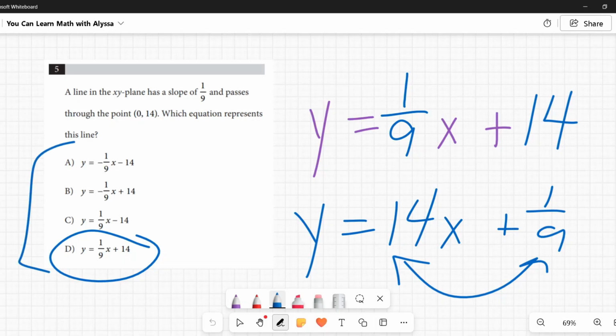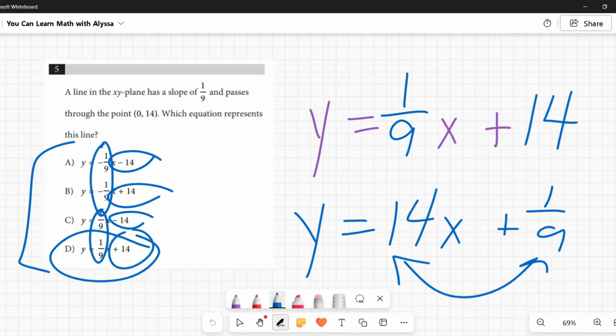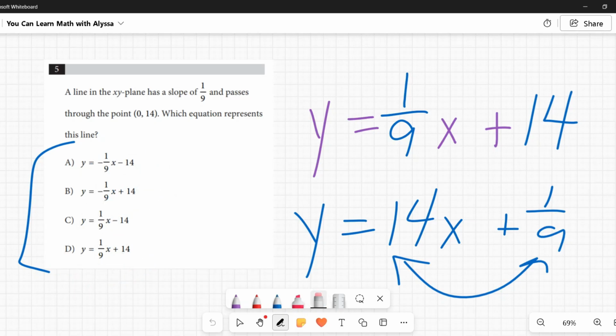Here they were mostly focused on the negative and positive. So they have 2 with a negative slope, 2 with a positive, and then they have 2 with negative y-intercepts and 2 with the positive y-intercepts. So the slope and the y-intercept in this case are just what you see is what you get.